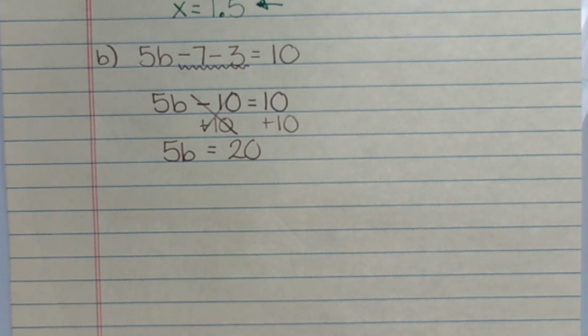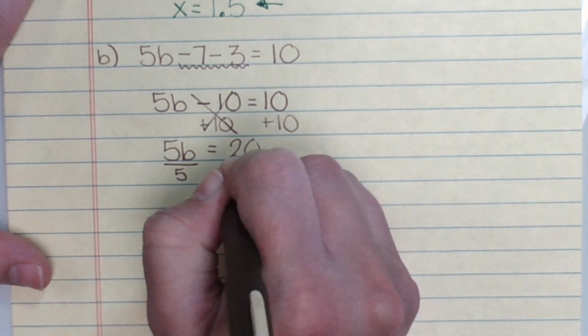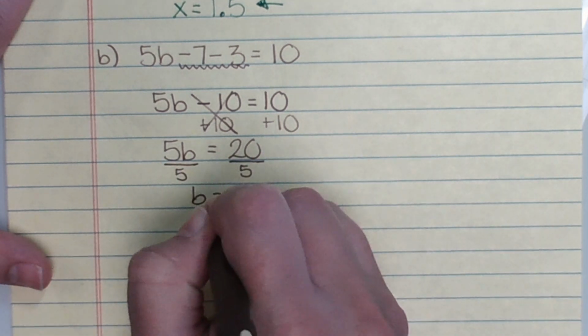Raise your hands. Who thinks they can tell me what's coming next? Kata. You divide by 5. And then you get b equals 4.